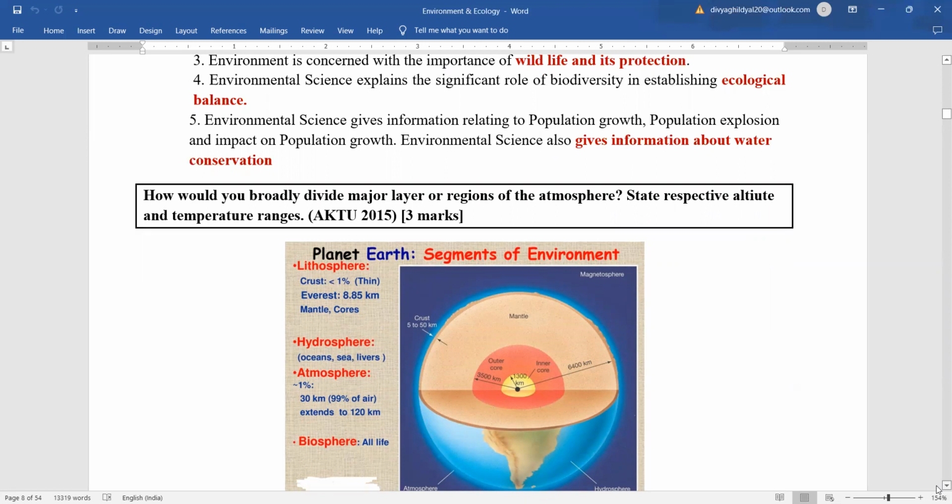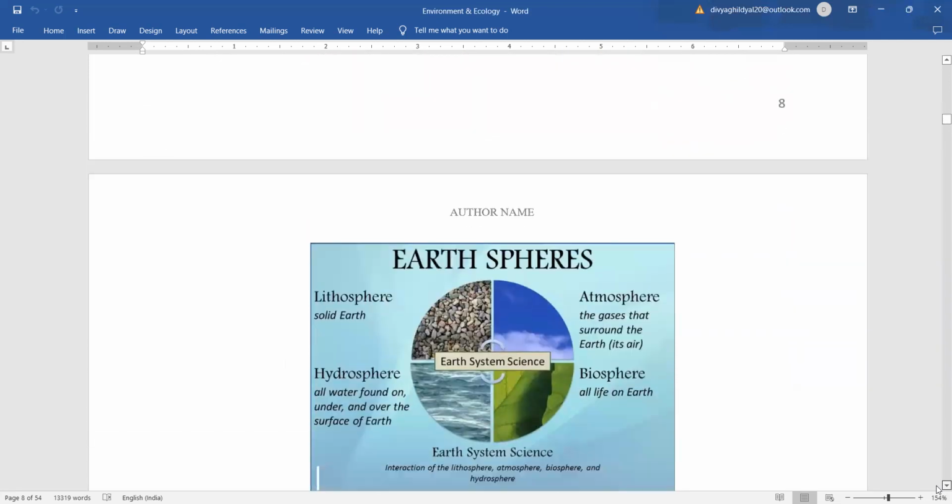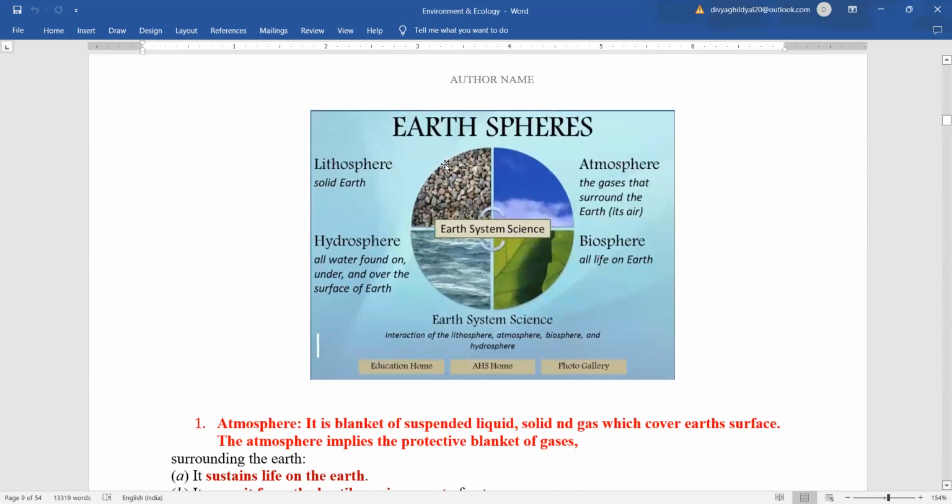Now, this is a very favorite question again of the AKTU exam. It is asked many times: how will you divide the major layers or regions of the atmosphere? They will be divided under which category, and discuss them under the various temperature ranges. Right now, I told you about the four spheres of Earth: lithosphere consisting of land, atmosphere, the gases surrounding the earth, hydrosphere consisting of water, and biosphere consisting of all life on earth.